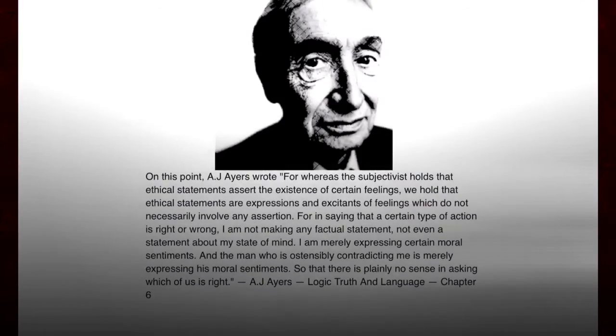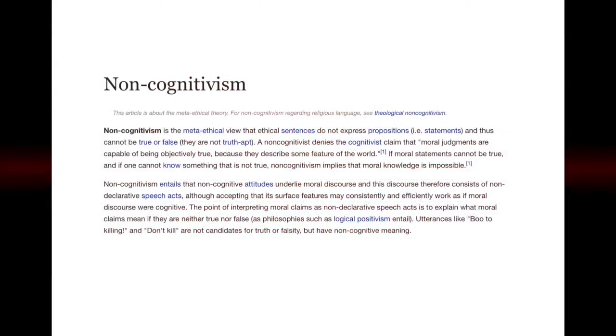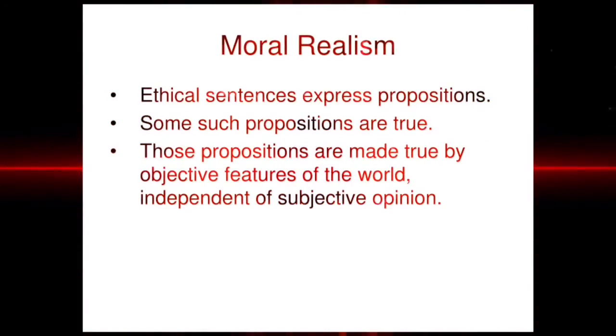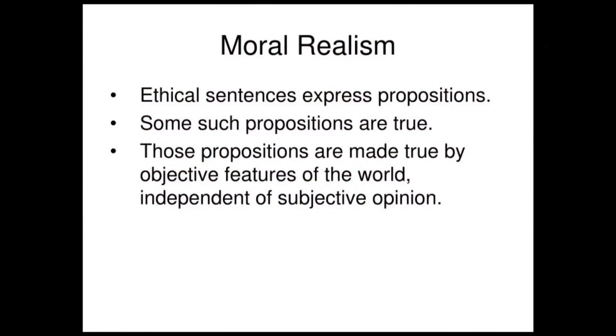And the man who is ostensibly contradicting me is merely expressing his moral sentiments, so that there is plainly no sense in asking which one of us is right." Emotivism is a form of non-cognitivism. Non-cognitivism is the meta-ethical position which states that ethical terms do not express propositions, and therefore cannot be true or false, that moral judgments are not capable of being objectively true since they do not describe an objective feature of existence. This, of course, places emotivism in opposition to moral realism, which states that moral terms are verifiable and real, not simply expressions of emotion.